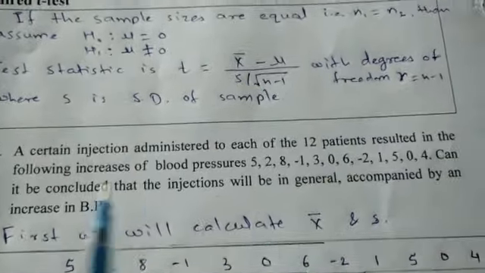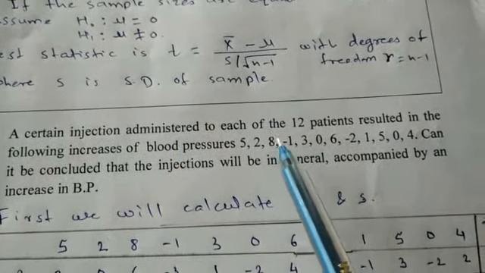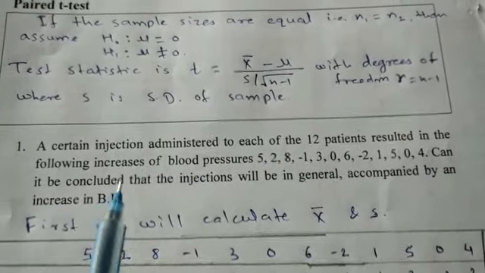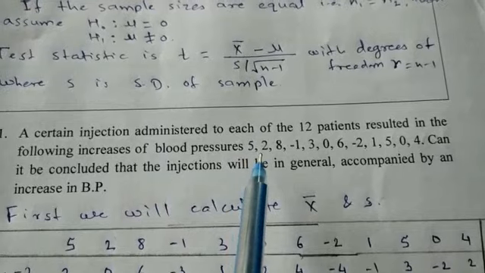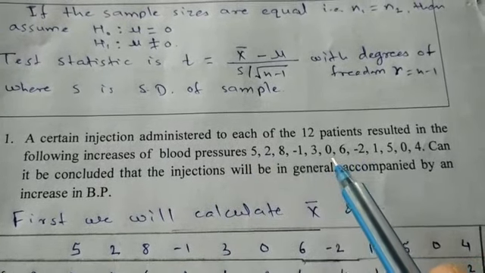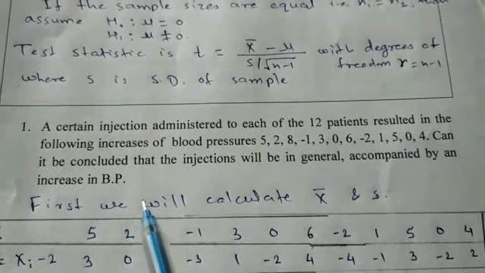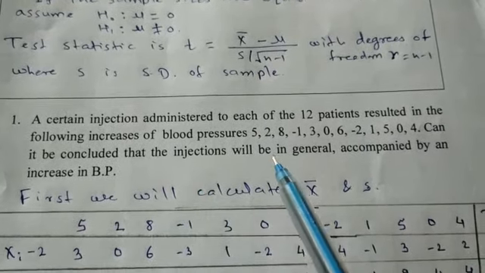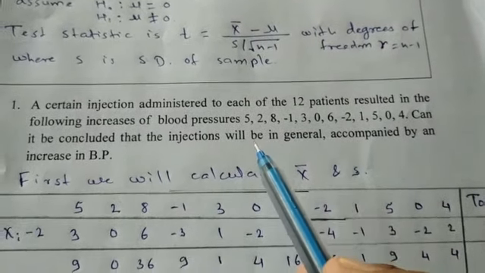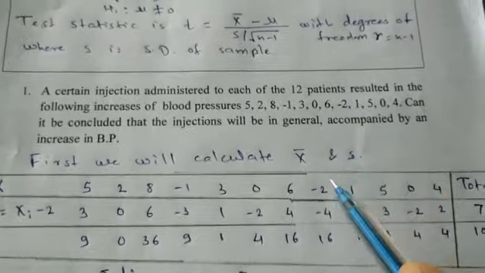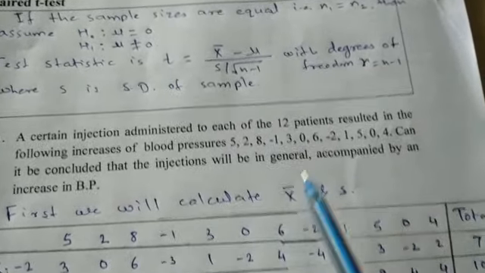Now see the example. A certain injection was administered to each of the 12 patients, resulting in the following increase of blood pressures: 5, 2, 8, minus 1, 3, 0, 6, minus 2, 1, 5, 0, 4. So can it be concluded that the injections will in general be accompanied by an increase in blood pressure? So we are going to use the paired t-test here. One sample with data is given here.